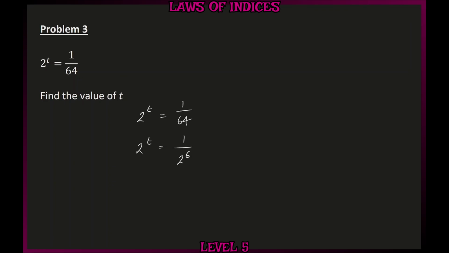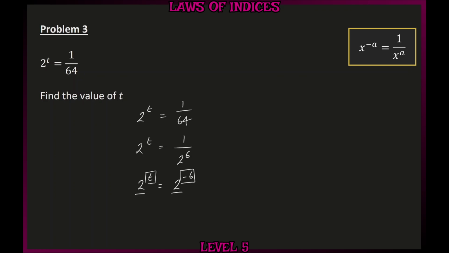Now that we've done that, on the right hand side of the equation, we can use this law to rewrite 1 over 2 to the power of 6 as 2 to the power of minus 6. And this is still equal to 2 to the power of t. Now that both sides of the equation have been written using the same base, which is 2, we can compare their powers and say that t must be equal to minus 6. And that's our final answer for problem 3.